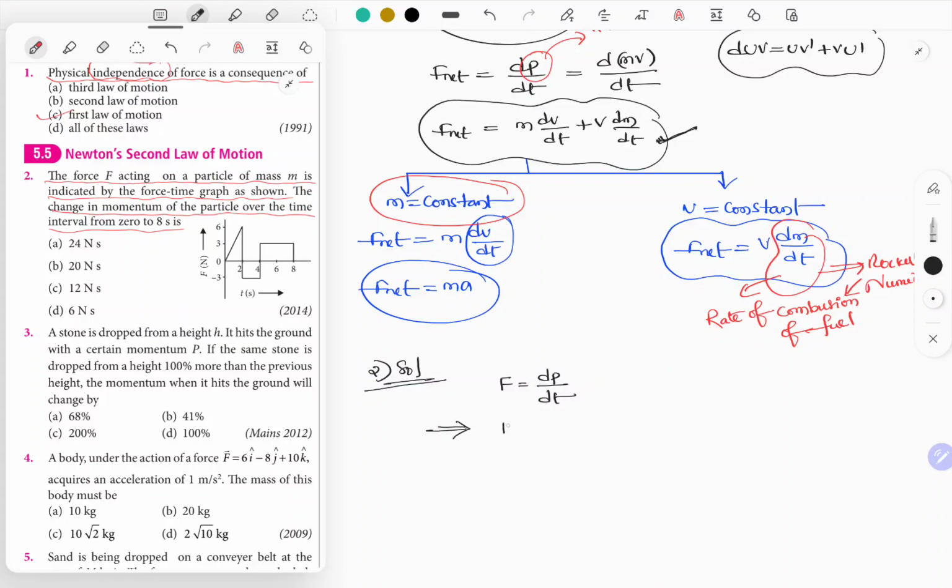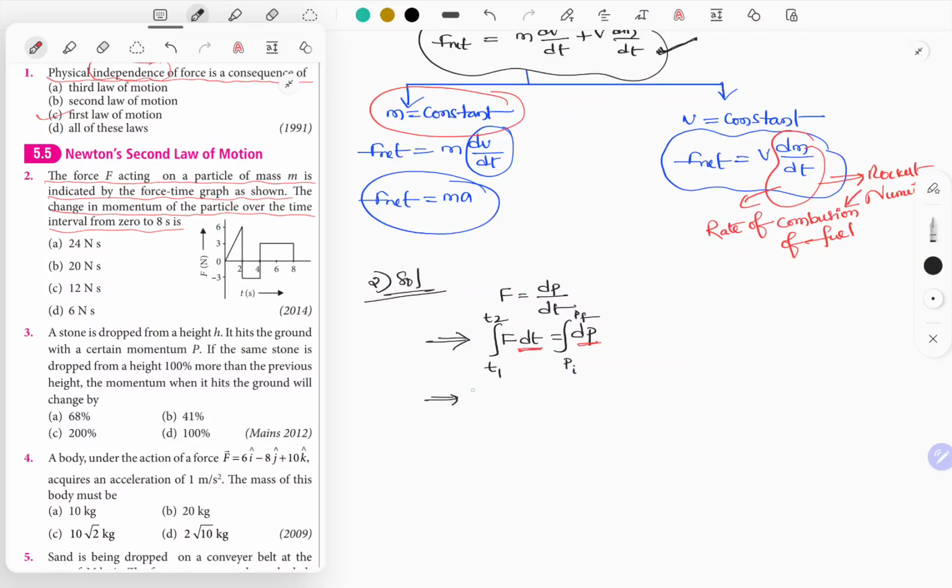Then send this dt to the left side. It is going to be F dt is equal to dp. I need the change in momentum, so integrate on both sides and you are going to get momentum. Left side limits are from t1 to t2. Right side limits are from initial momentum to final momentum. Whatever the terminology of the different integration or differentiation, look here. Now the integration is in terms of time, that's the reason I took limits from t1 to t2. Here the integration is in terms of dp, that is change in momentum, that is the reason the limits are in momentum. Understand that terminology.